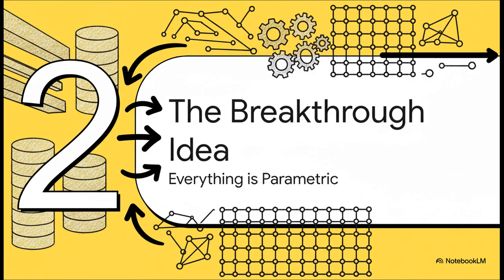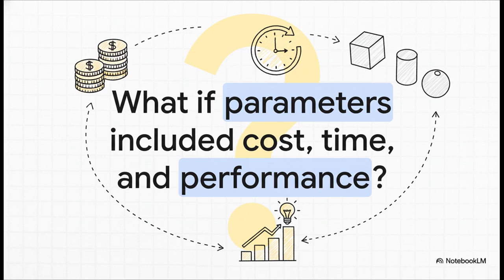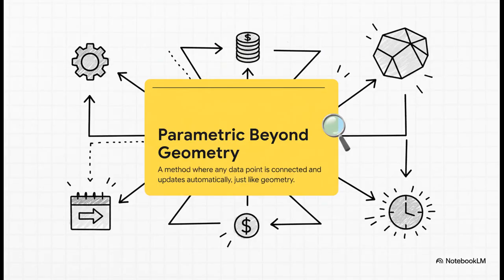But what if we could just smash those silos? This is where the big breakthrough comes in. It's a total shift in thinking. The idea that everything can and absolutely should be parametric. Let's ask the big question here. What if the word parameter didn't just mean length, width, and height? What if it also included things like the cost per kilogram of steel, or the target energy efficiency, or even the project delivery date? This is what we call Parametric Beyond Geometric Dimensions. It's a method where any data point that drives your project becomes a live, connected parameter. You change one thing, and I mean everything updates. The geometry, the cost, the timeline, the whole system.